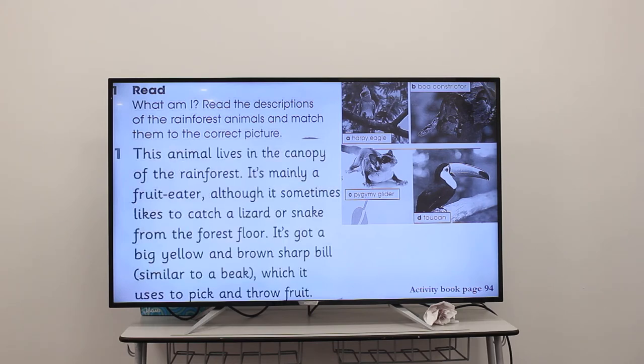This animal lives in the canopy of the rainforest. It's mainly a fruit eater, although it sometimes likes to capture lizards or snakes from the forest floor. It's got a big yellow and brown sharp bill, similar to a beak, which it uses to pick and throw fruit. Okay, which one of them do you think it is? Of course, it's the toucan. Okay?